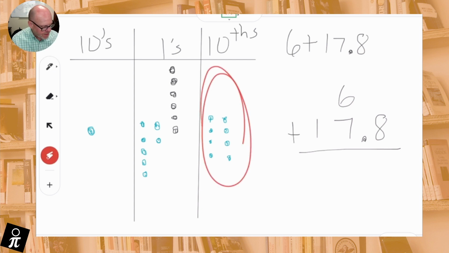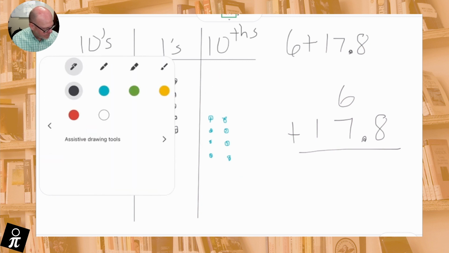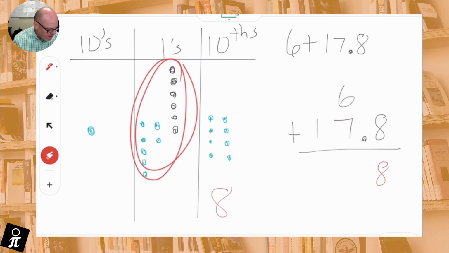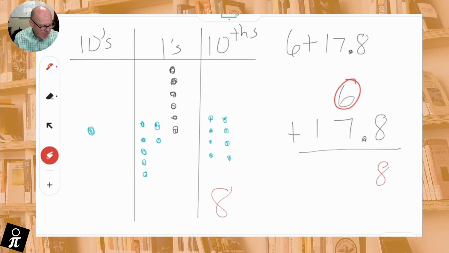And how many tenths do we have? Well, we just have 8. We just have 8 tenths. So we're going to write that in both places, in the visual representation and in the algorithm. All right, now let's take a look. How many ones do we have? Well, 6 plus 7 is 13. So that's going to give us 1 big and 3 left over.